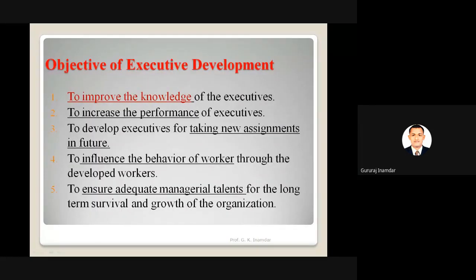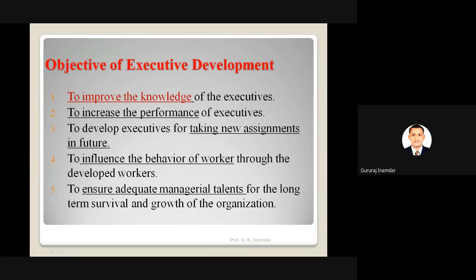Objective of executive development. To improve the knowledge of the executives. So what will be the objectives? To improve the knowledge, to increase the performance of executives. To develop the executive, whoever we are giving training to, to improve the knowledge of that person or employee and to increase the performance of that person.